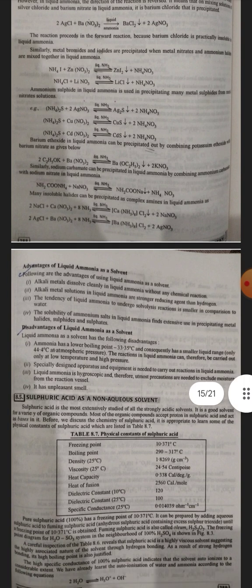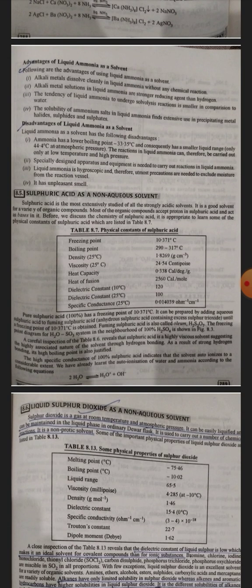Advantages of liquid ammonia as a solvent. Alkali metals dissolve cleanly in liquid ammonia without any chemical reaction. Alkali metal solution in liquid ammonia is a stronger reducing agent than hydrogen. The tendency of liquid ammonia to undergo solvolysis reaction is smaller in comparison to water. The solubility of ammonium salts in liquid ammonia finds extensive use in precipitating metal halides, sulfides and sulfates.